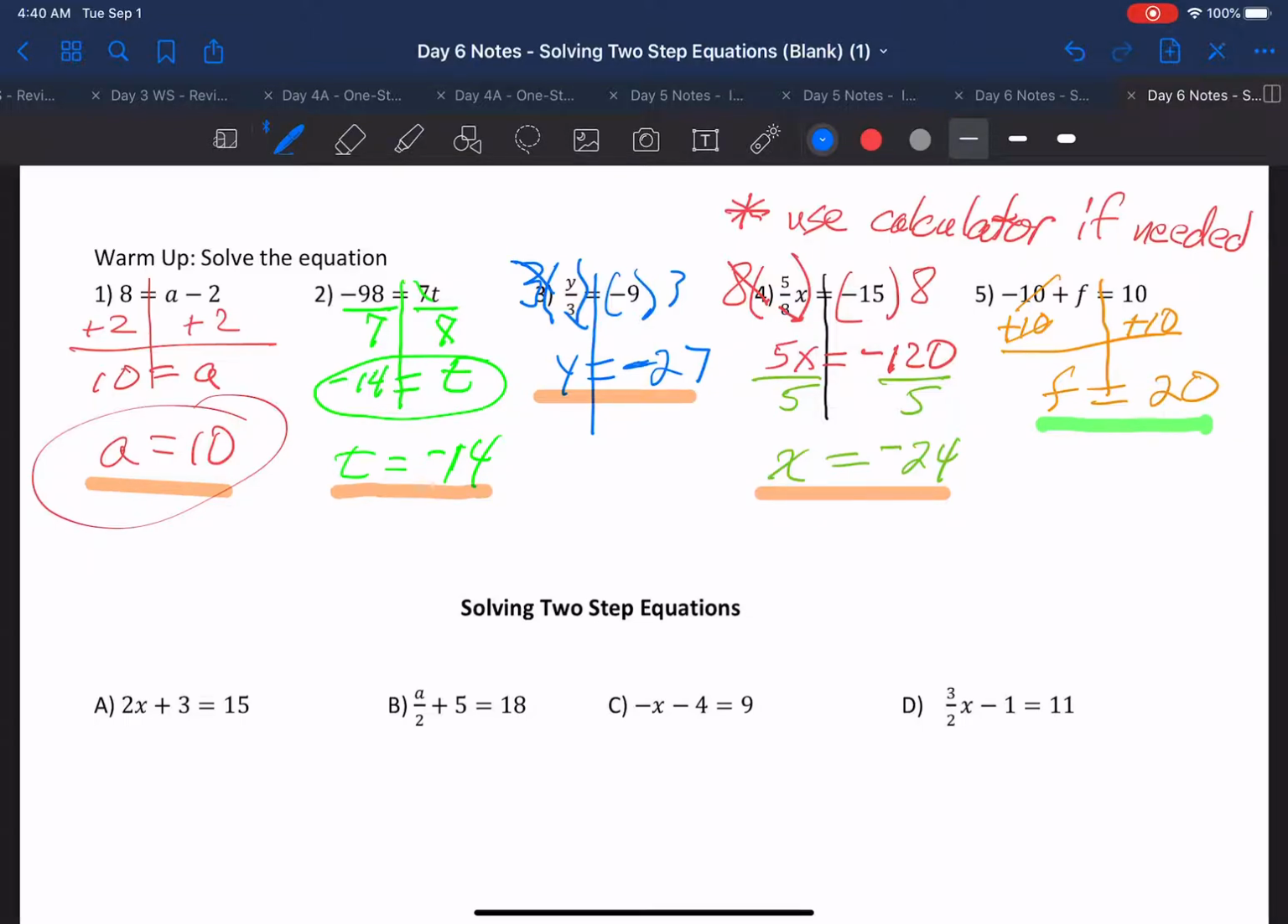Okay, today we're going to talk about two-step equations. Okay, so we're going to talk about solving two-step equations.